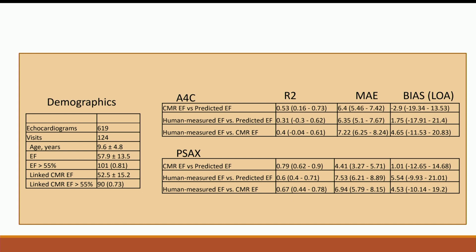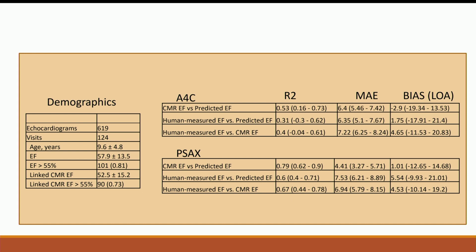And then if you look on, so MAEs are pretty similar, but then if you look at the rightmost column, those are Bland-Altman analysis numbers. And if you look at the limits of agreement in the parentheses, the limits of agreement are much tighter for the first row compared to the second row.